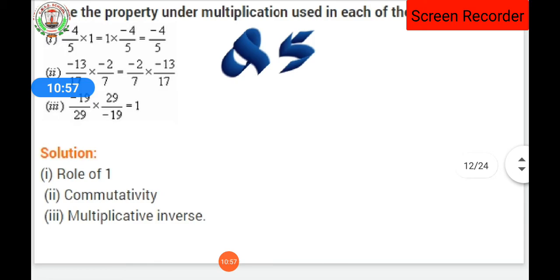Okay, so such kind of questions can come in your exam, that you have to name the property by seeing the equation. So prepare for your exam by looking at the question like this. As the second part, minus 13 upon 17 into minus 2 by 7 is equal to minus 2 by 7 into minus 13 upon 17. It is a commutative property.